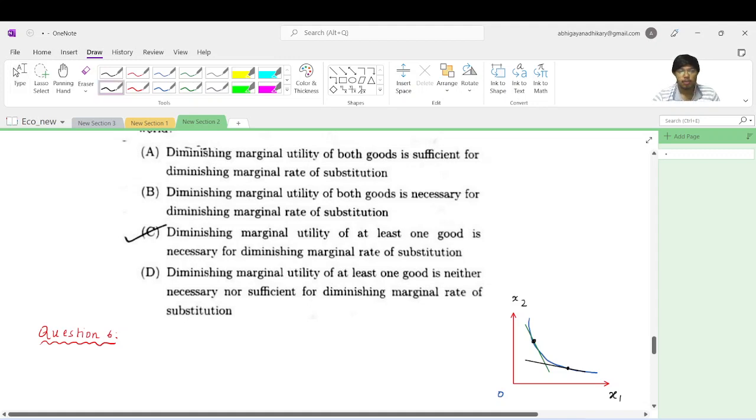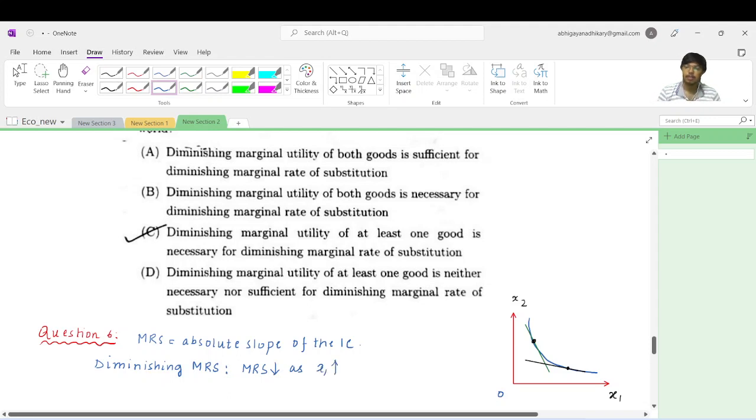So recollecting, what essentially was my MRS? MRS is basically the absolute slope of the indifference curve. And what does diminishing MRS imply? That MRS falls as x1 increases. That is, del MRS by del x1 is actually negative. This is what the diminishing marginal rate of substitution means.